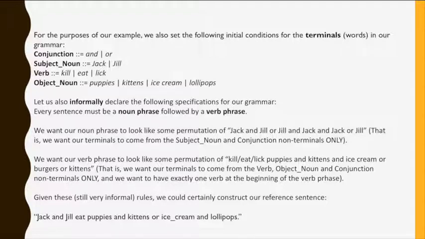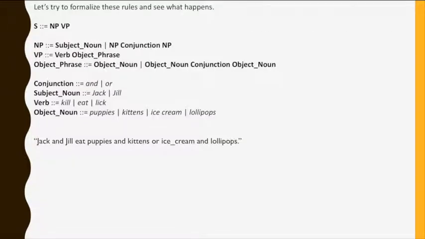Jack and Jill eat puppies and kittens or ice cream and lollipops. So we want to try to formalize these rules and see what happens. So Leo, we wanted to start at the starting point, right? Yeah, exactly. So guys, if you remember, a context-free grammar always has a starting point. And Andrew, in this case, our starting point is going to be, we're going to annotate it with S, and it can be what? Like we said before, it can be a noun phrase followed by a verb phrase, right? Correct. So what about a noun phrase?